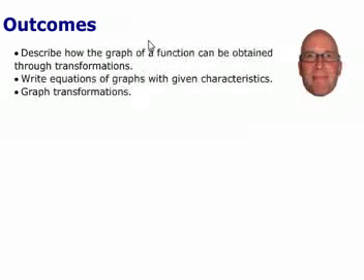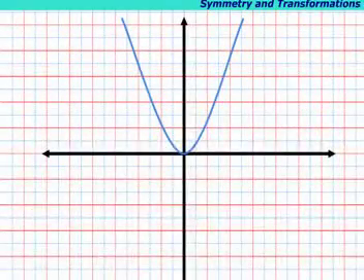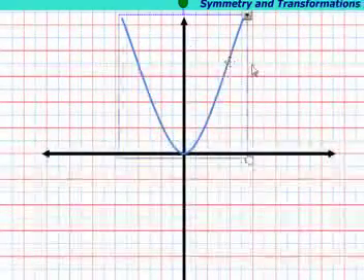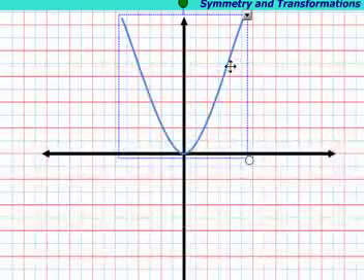Our outcomes for today are to describe how the graph of a function can be obtained through transformations, and then writing some equations and graphing those transformations. First off, let's take a look at what we mean by a transformation. A transformation is basically taking a graph of a function or a relation and changing it.